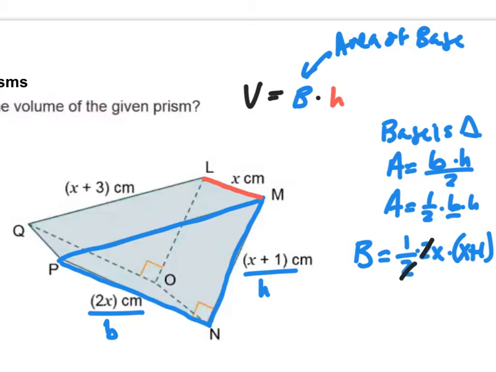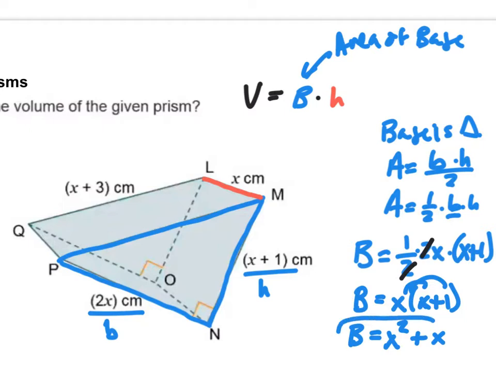All right, so the area of my base, B, is going to equal x times x plus 1. Okay? And then if I distribute that x, the area of that base is going to give me x squared plus x. That's that value there. Now my height of this prism, h, is equal to just x. It's just this value here. Okay, so let's put it all together.